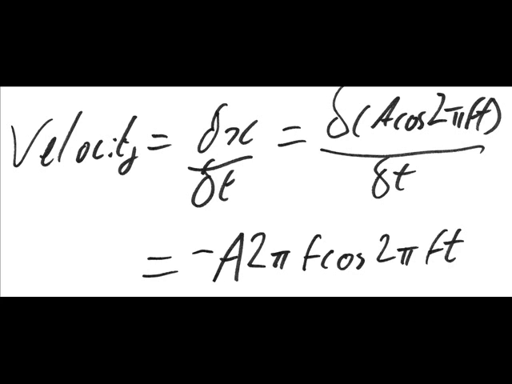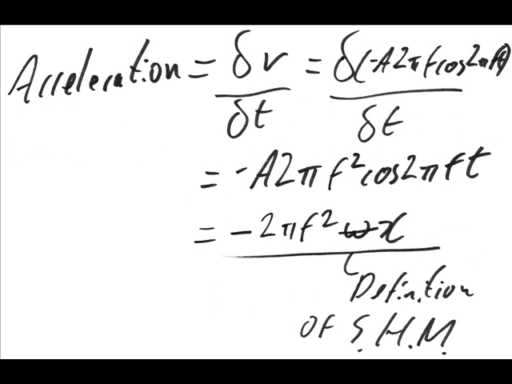Our equation for acceleration from above has the equation for displacement within it as well. This means that we can express acceleration in simple harmonic motion as negative 2 pi f squared times displacement. This is the definition of simple harmonic motion. The acceleration of a simple harmonic oscillator is proportional to the displacement from the equilibrium position, but acts in the opposite direction.